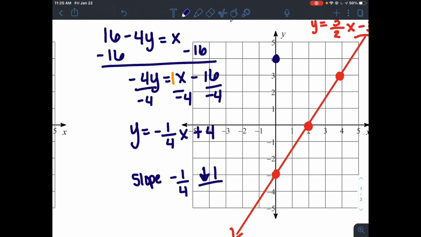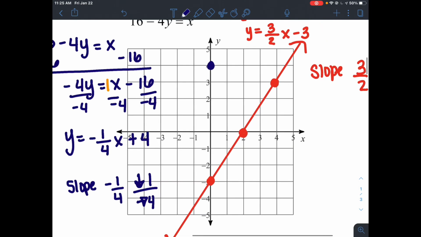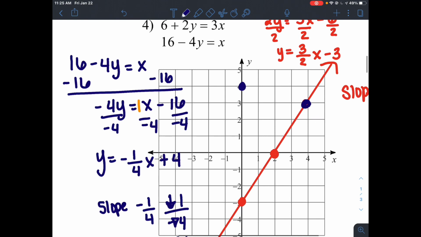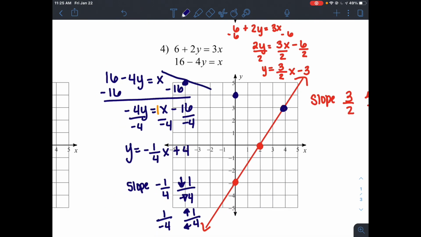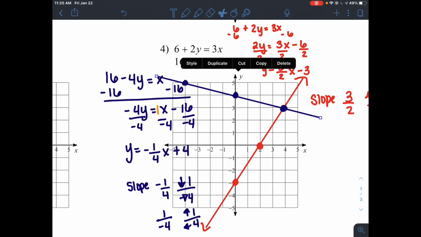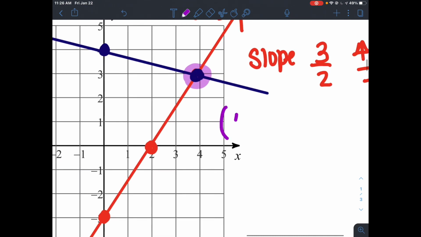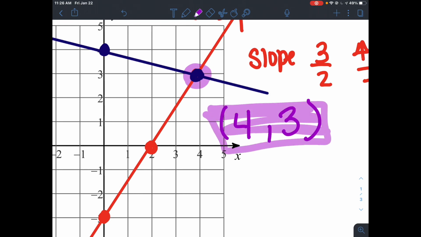So down 1 and right 4. So down 1, right 4. I can also make this 1 over negative 4, meaning that I would go up 1 and left 4. So up 1, left 4 would be right here. I can connect those dots together. That was pretty terrible, so I'm going to move my line down a little bit. There we go. Now my solution is where they intersect, which would be this point right here. And that coordinate is 4, 3. So that point is the solution to this system of equations.